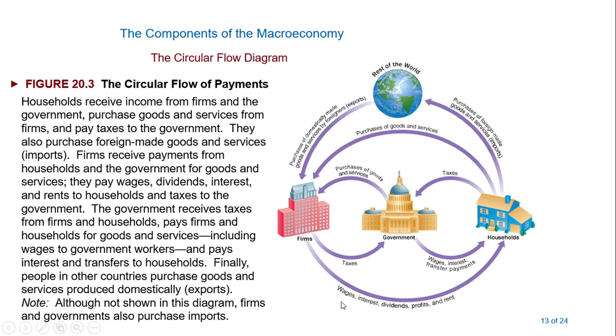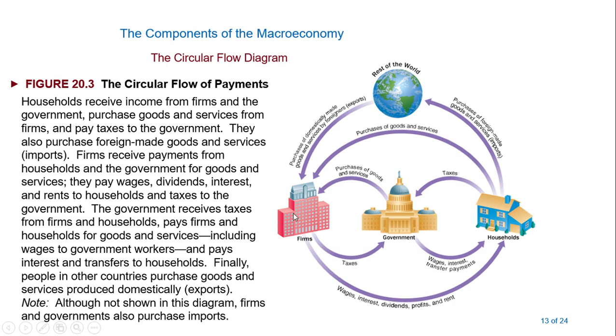When you sell your factors of production, labor will receive wage, capital will receive interest, entrepreneur will receive dividend and profit, and also land will receive rent. So it goes to the household. Now, what does the household do? The household will keep this money.